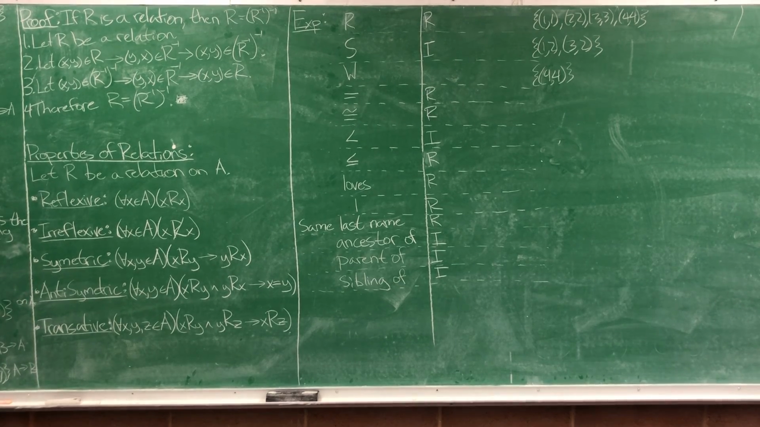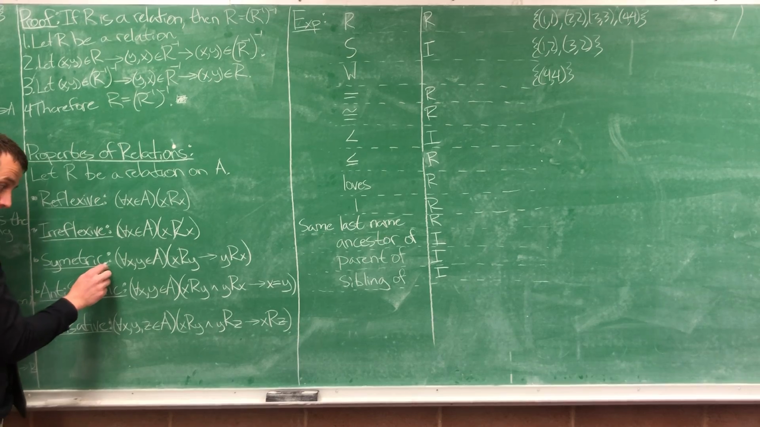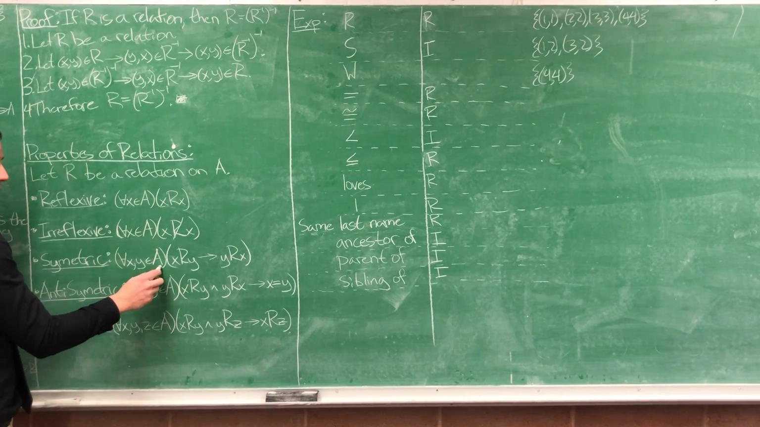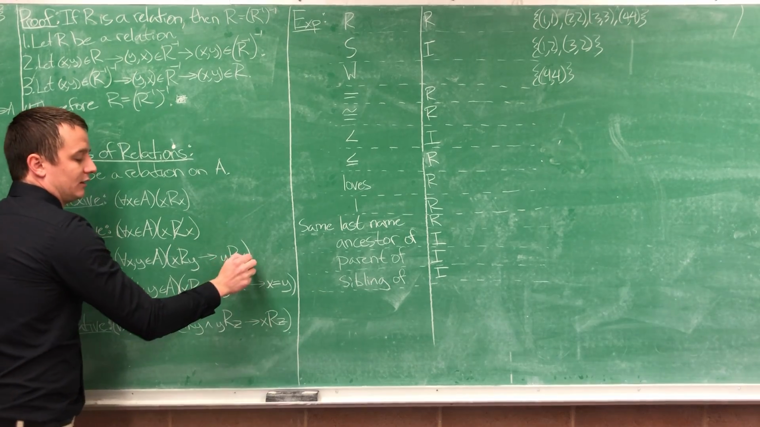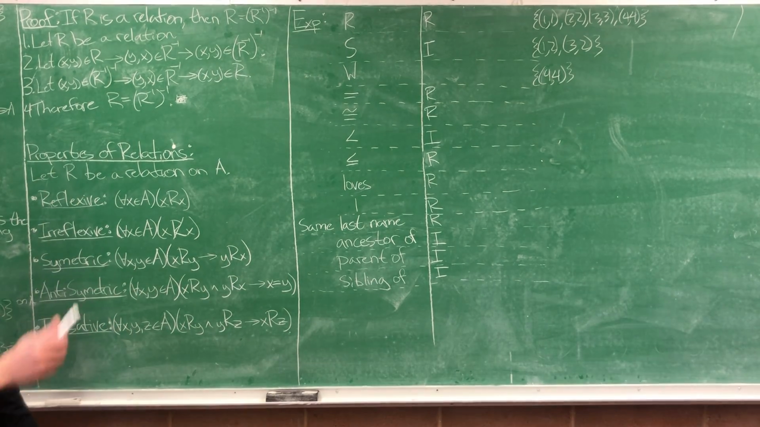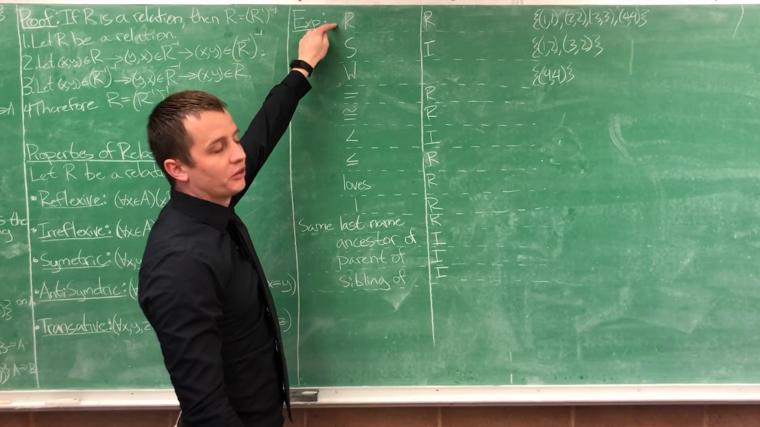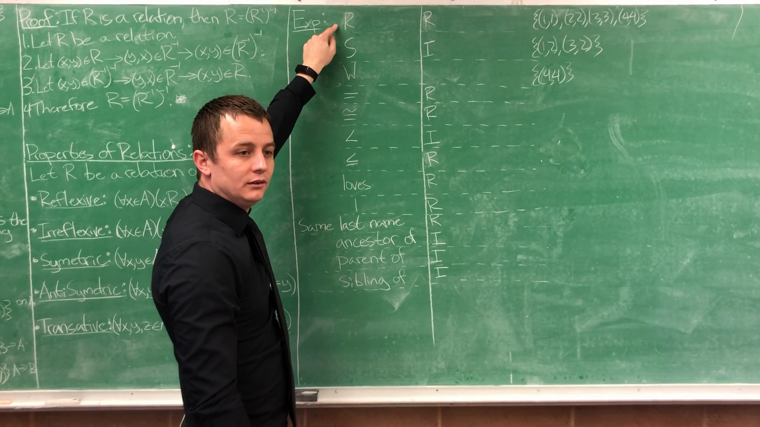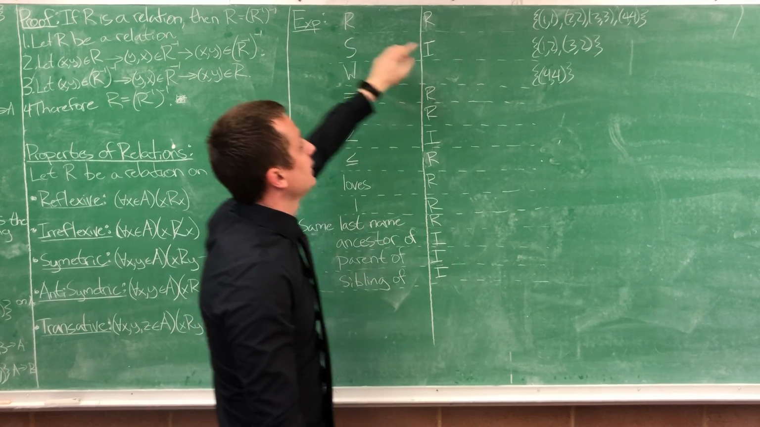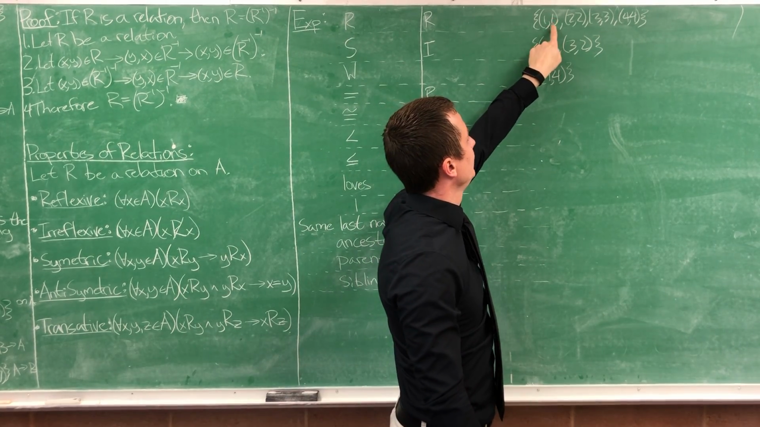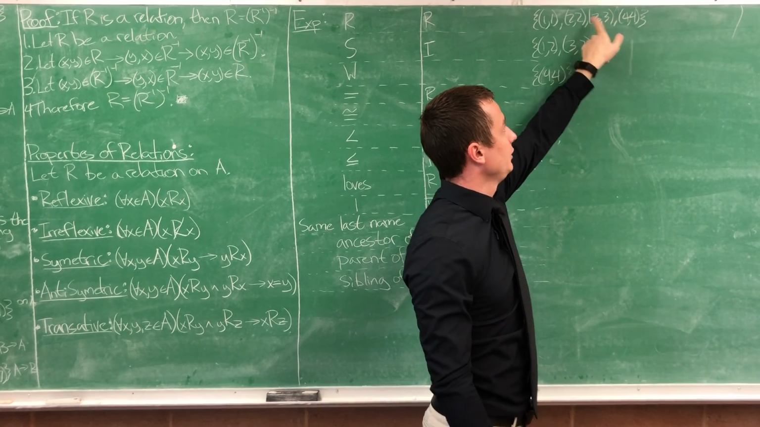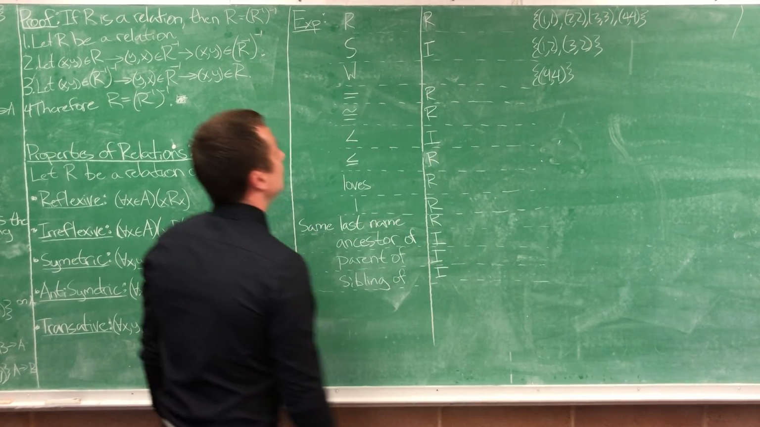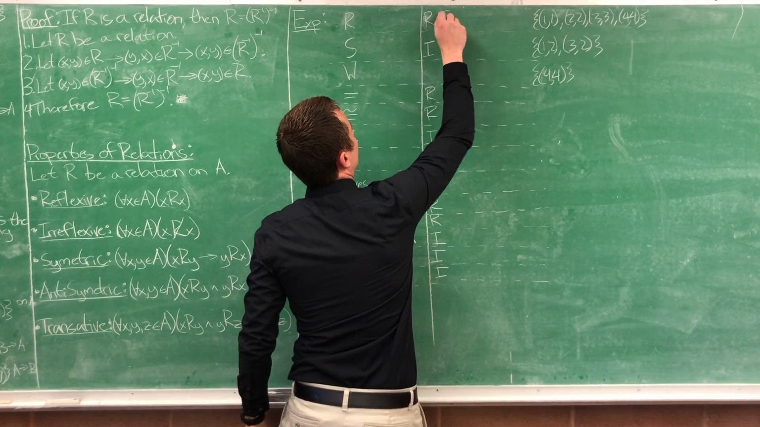Okay, next, symmetric. What does it mean for a relation to be symmetric? It means for all x and y in A, if x is related to y, then y is related to x. That's what we mean by symmetric. Is R symmetric? Yes. Anytime I have 1 related to 1, I also have 1 related to 1. If I have 2 related to 2, I have 2 related to 2. 3 related to 3, I have 3 related to 3, etc. So this one is symmetric.